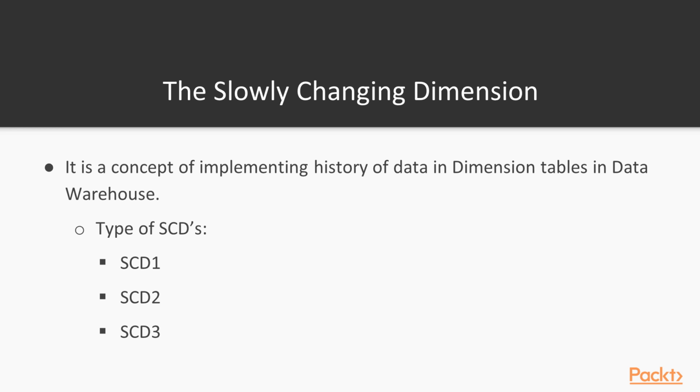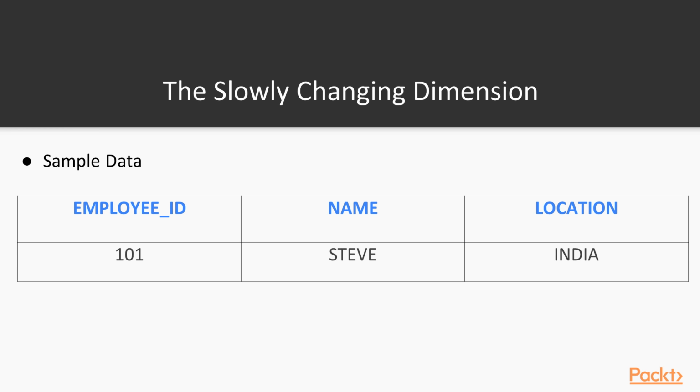Here's an example to understand these different SCDs. Say there's a column, location, in the employee table, and you wish to track the changes in the location of employees. Here's a record, employee ID 101, present in your employee dimension table. Steve is initially working in India, then has been shifted to the USA. We're willing to maintain history on the location field. Your data warehouse table should reflect the current status of Steve. To implement this, we have different types of SCDs.